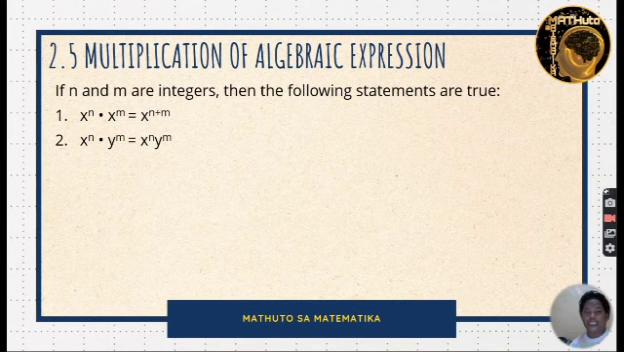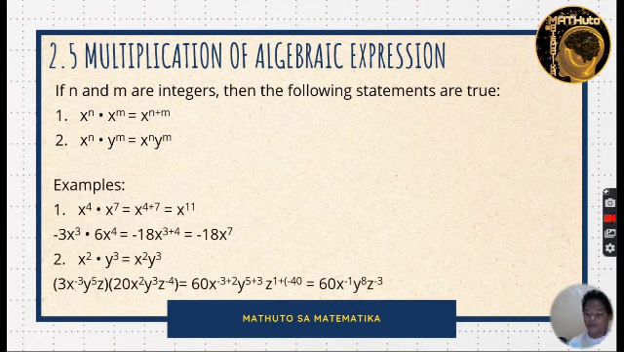If n and m are integers, then the following statements are true. So, ito po yung rule ng ating exponent. X raised to n times x raised to m is equal to x raised to n plus m po. So, we're going to add the exponents of the variable x. If we have x raised to n times y raised to m, we cannot add the exponents since the variables or the bases are different po.